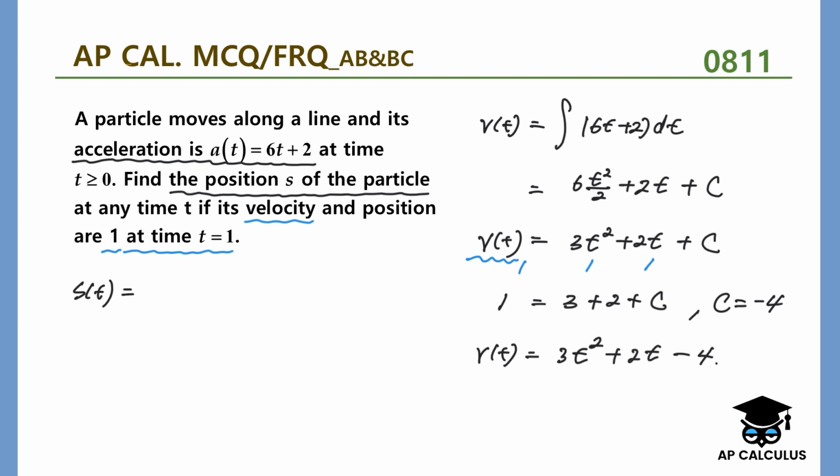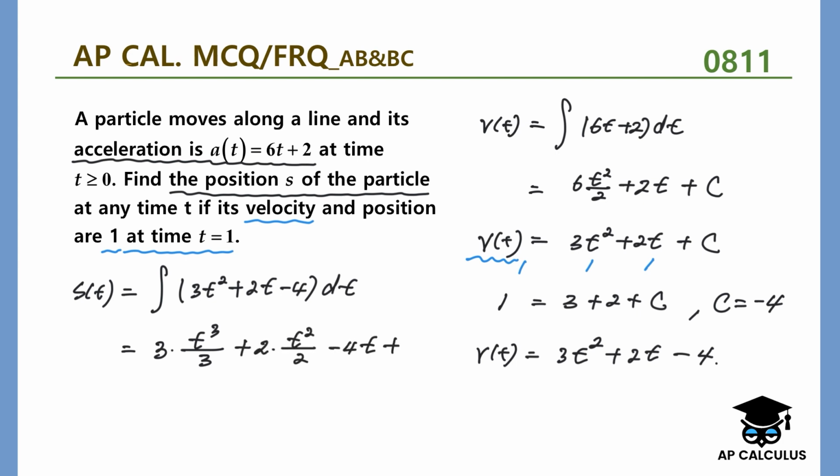Now let's find the position s. S of t, the position, is the antiderivative of velocity, right? So we're going to integrate this velocity, 3t squared plus 2t minus 4 dt. So that's going to be equal to 3 times t cubed over 3, plus 2 times t squared over 2, minus 4t plus c, right? So that's going to be equal to t cubed plus t squared minus 4t plus c. That's our position.